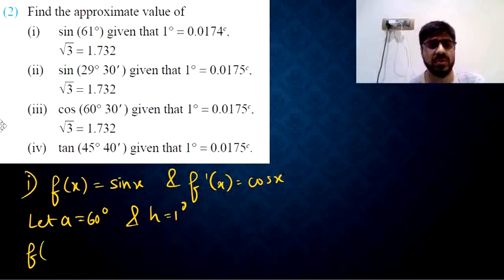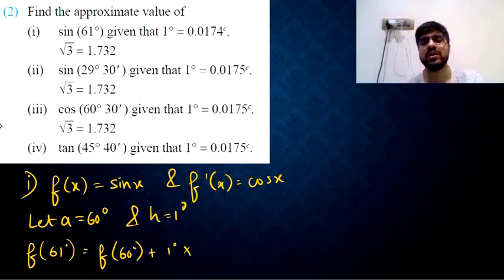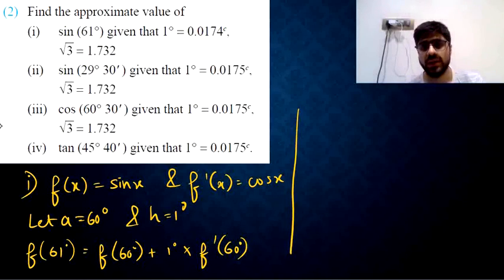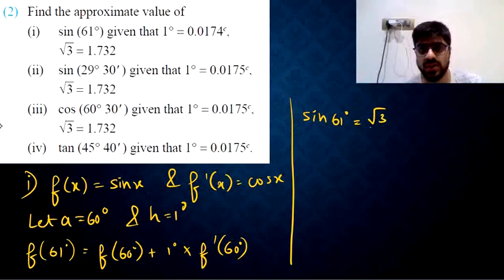So f of a plus h, that will be 60 plus 1, which is 61 degrees. That will be f of a, that is f of 60 degrees, plus h, which is 1 degree, into f dash a, that is f dash of 60. And when we try to evaluate the full thing, we have f of 61, that will be sine 61. That should be equal to f of 60 degrees. That will be sine of 60 degrees, and sine of 60 degrees is root 3 by 2. They have given us the value for root 3, which is 1.732. So I'll put that as 1.732. And when I divide this by 2, we get 0.866.